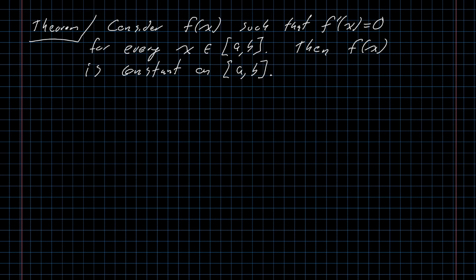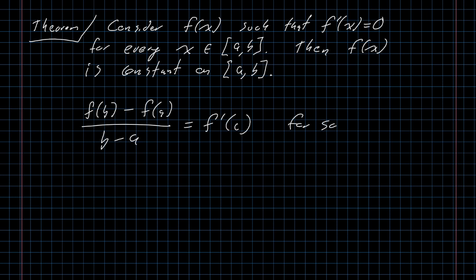Well, let's think about the mean value theorem. f of b minus f of a over b minus a is equal to f prime of c for some c in (a, b). We don't know which one. But in this particular case, that doesn't matter.